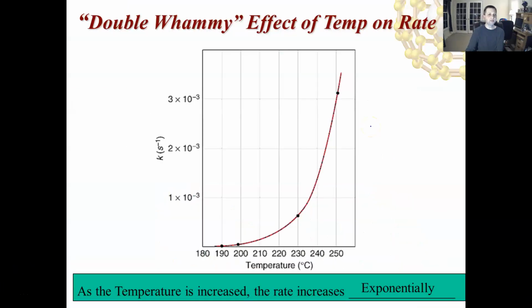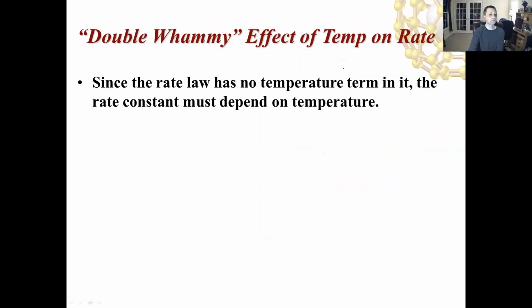Okay, so I want to focus on temperature here a little bit and something I call the double whammy effect of temperature on the rate of reaction. As you can see on the screen, as the temperature is increased, the rate of reaction increases exponentially. So it's not a linear curve like many people expect. It doesn't just keep going up gradually and very evenly. It's actually a very exponential curve. You can see as the temperature increases, our rate really increases very quickly. So let's see why that is.